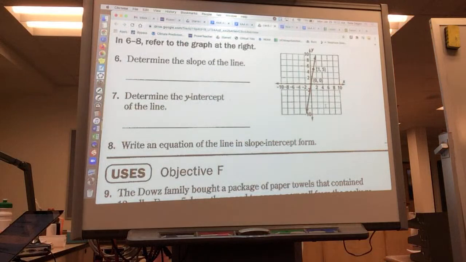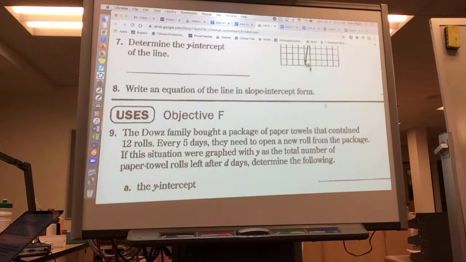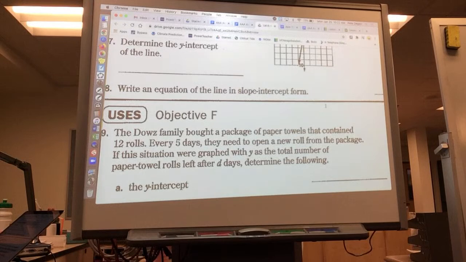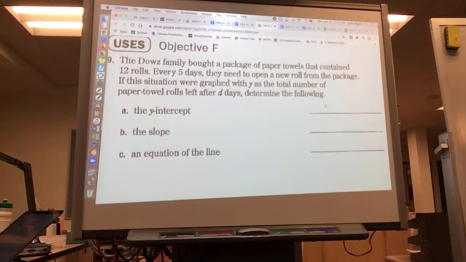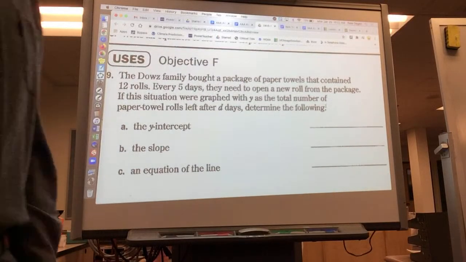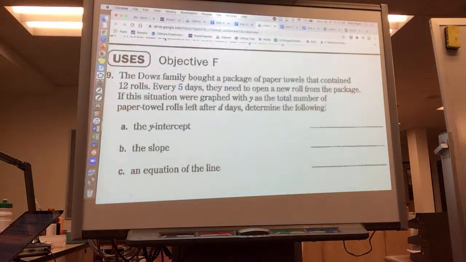So then the Dow's family bought a package of paper towels that contain 12 rolls, and every 5 days they need to open a new roll from the package. I think about this one, it's like, do we need to get more paper towels when we go to Costco and get 15 rolls sitting in the house? How often do you go through paper towels? If this situation were graphed with y as the total number of paper towels left after d days, we need to come up with the y-intercept and the slope.